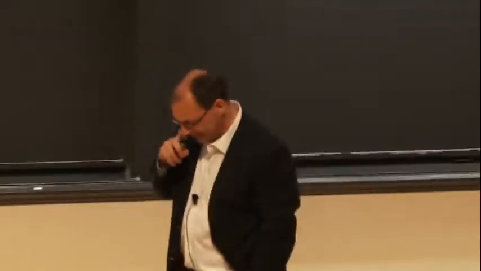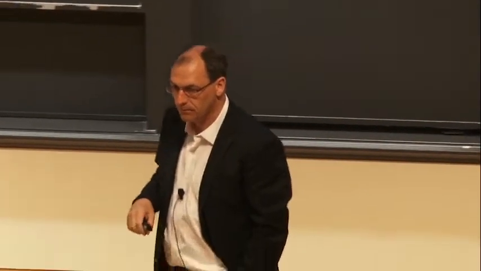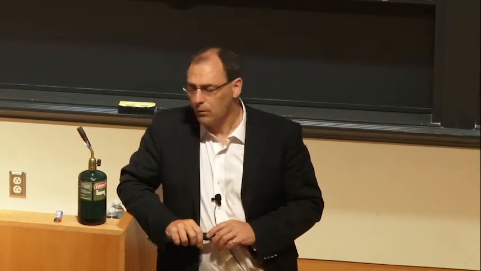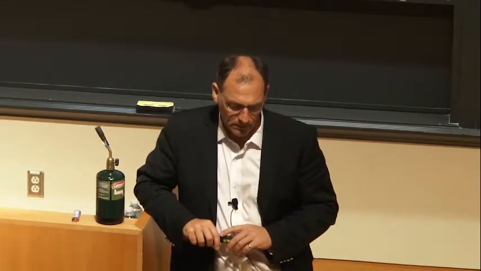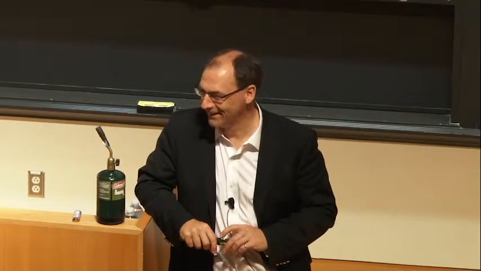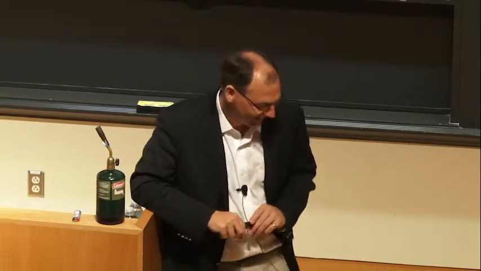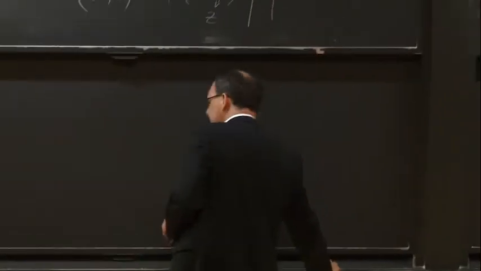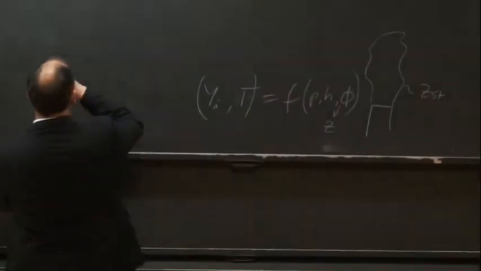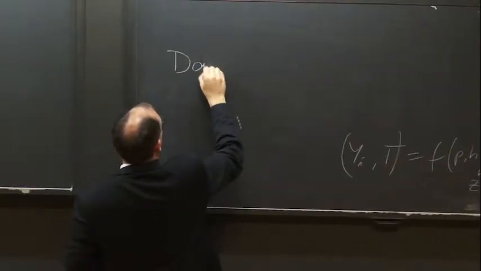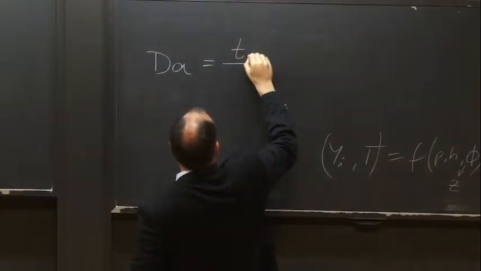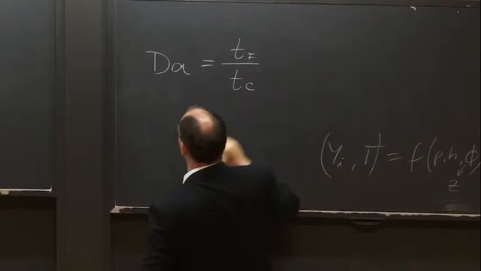Yes? So in the limit of fast chemistry, would you say the scalar dissipation rate is infinity? No. No, and I'll tell you why. So, the Damköhler number, we said, is a ratio of a flow timescale over a chemical timescale. Okay?